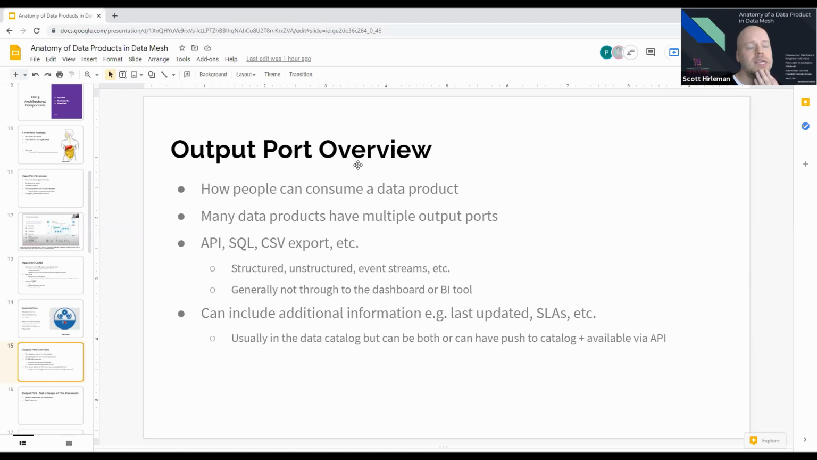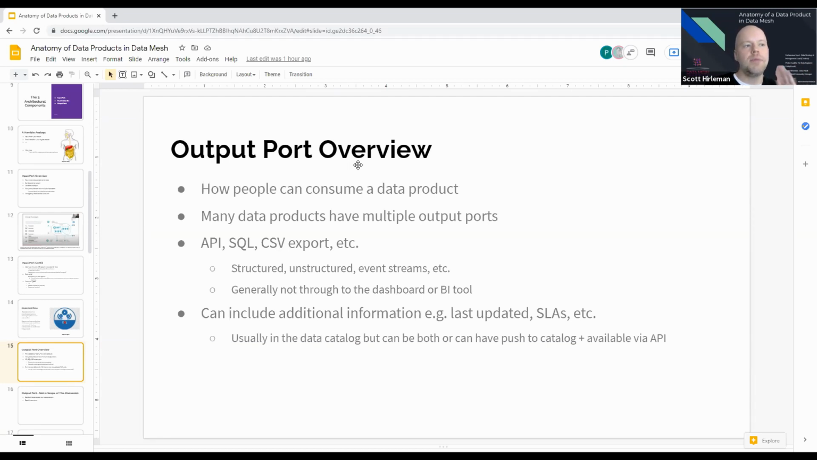So output ports are how people are actually consuming the data or data products or whatever, right? Data products have multiple output ports in a lot of instances. It can be via an API call. You can have just SQL access. It can be CSV, a Kafka stream, all sorts of fun things like that. Structured, unstructured, event streams. I think Pedro, you mentioned graph stuff as well, and we're having this debate a little bit in the Slack right now as well.